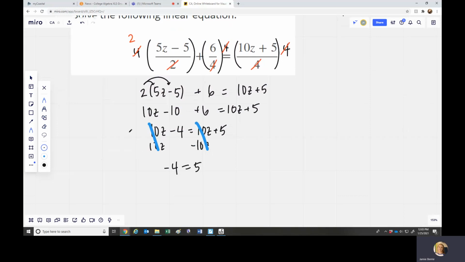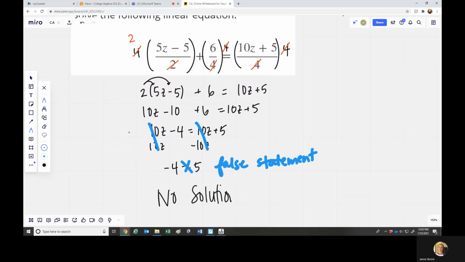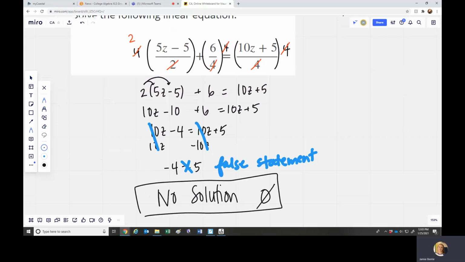Now, is this a true statement? No, it is not. This is a false statement. So that means our answer is no solution. That means there's no number that you could plug in to this equation and make it true.